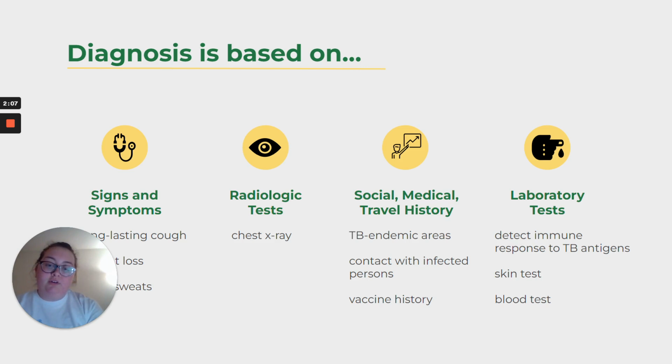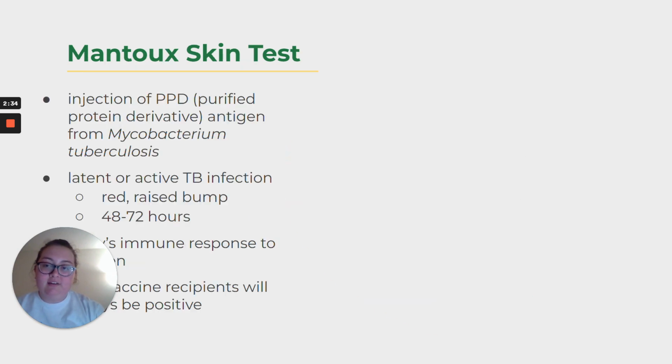Anyone also who has been in contact with infected persons or has been living in close quarters, been institutionalized, is also at a higher risk. So that includes people in prisons, people in residential communities, people living in dorms. So that is a key piece of information that doctors need to get when they're trying to diagnose tuberculosis. But because we are in CLS, we're going to focus on the laboratory tests that are done.